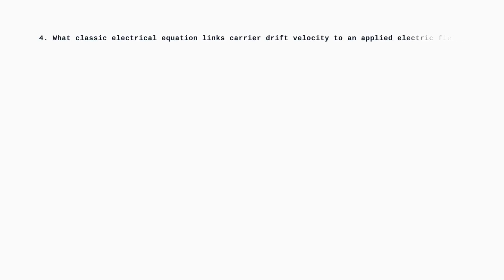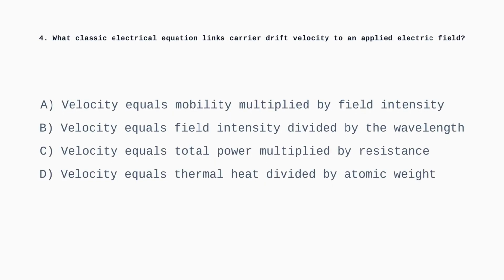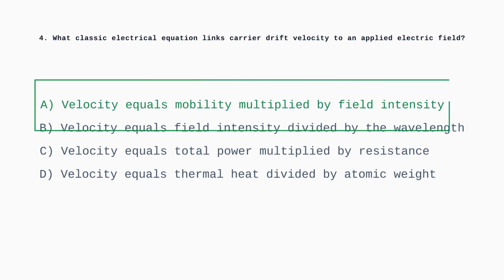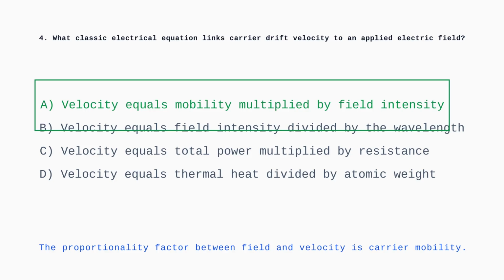light-emitting diodes. Question 4. What classic electrical equation links carrier drift velocity to an applied electric field? Drift velocity is directly proportional to the applied electric field, with the scaling factor defined as the carrier mobility.